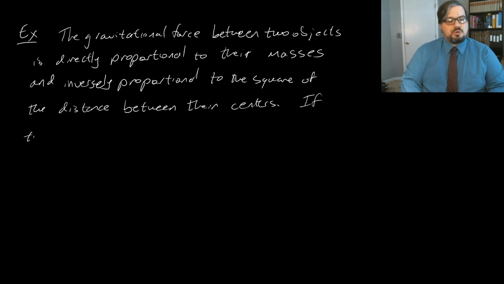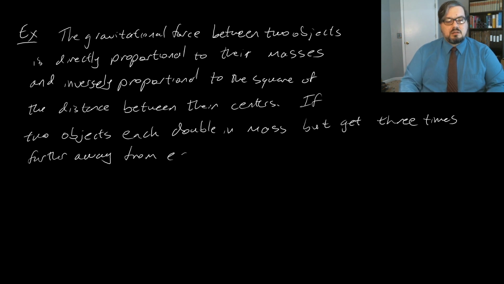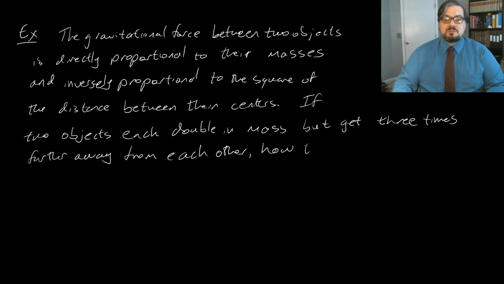If two objects each double in mass but get 3 times further away from each other, how does the force between them change?